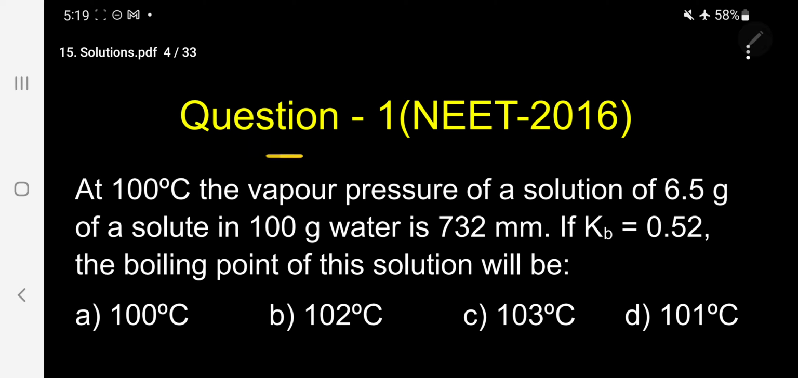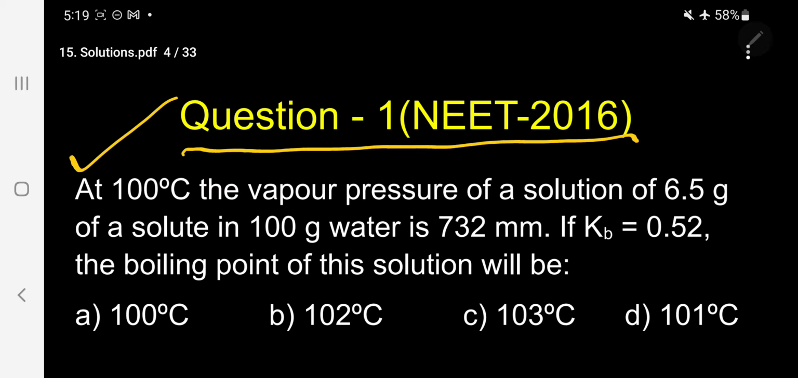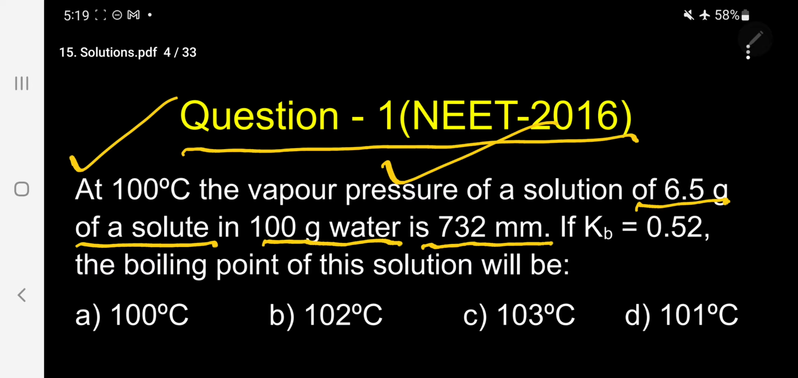Question number 1. This question was asked in NEET 2016. Let me read the question. At 100 degrees centigrade, the vapor pressure of a solution of 6.5 gram of a solute in 100 gram of water is 732 millimeter. Kindly follow, vapor pressure of solution. That is, as per the book, vapor pressure of solution means P equal to 732. So P naught equal to 760. This is the idea that has to come to your mind.